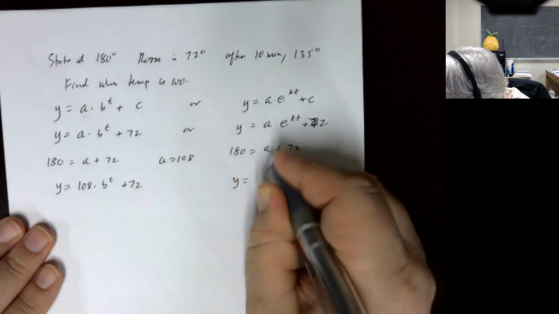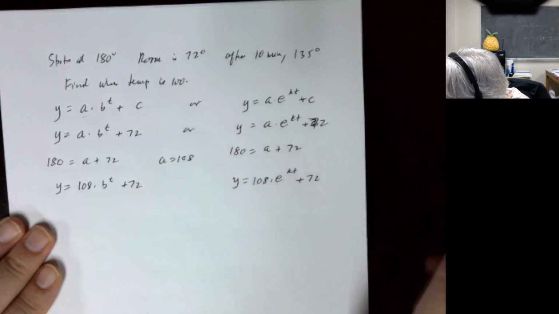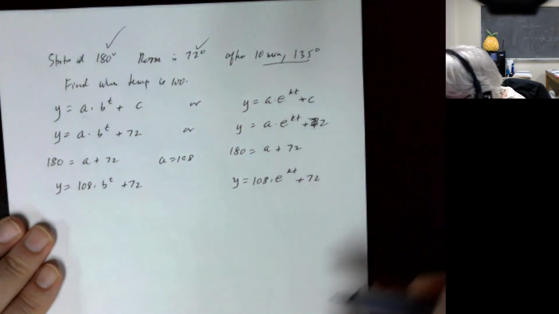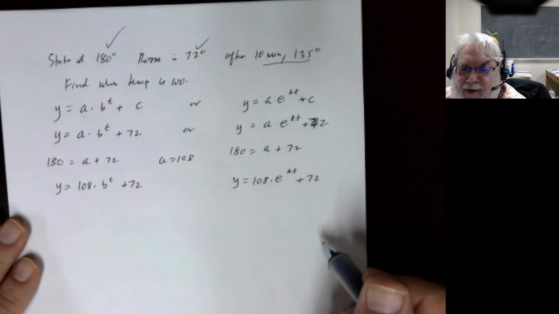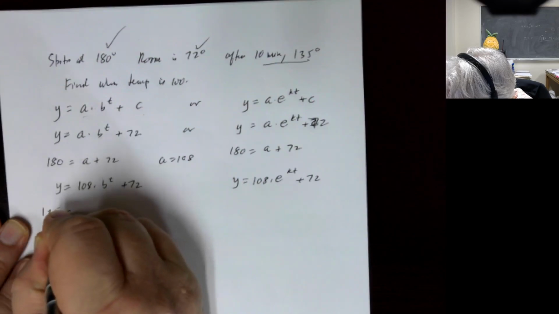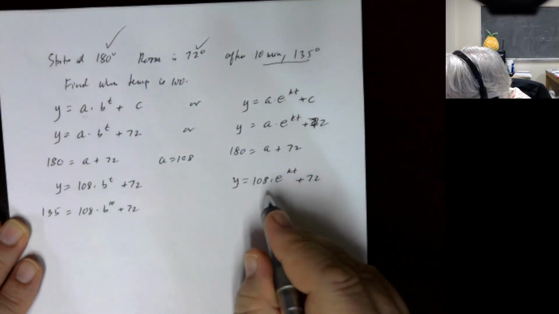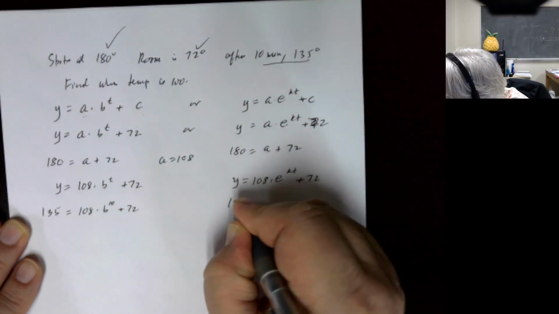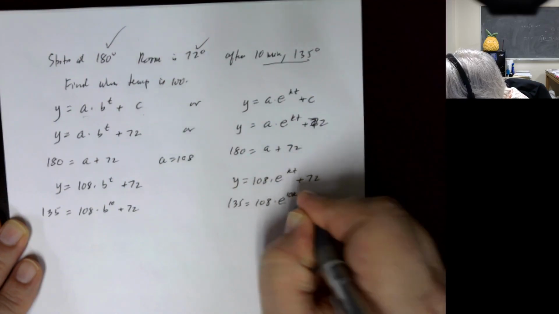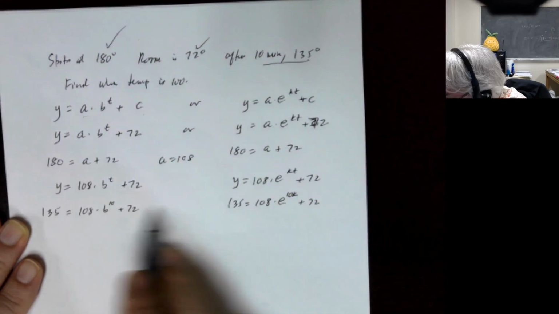And in this case we have y is 108 times e to the kt plus 72. That's that piece of information, and now after 10 minutes, the coffee is 135. So in this model, we would have 135 is equal to 108 times b to the 10th power plus 72. And in this model, we have 135 equals 108 times e to the 10k plus 72.